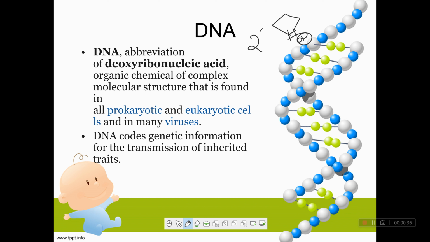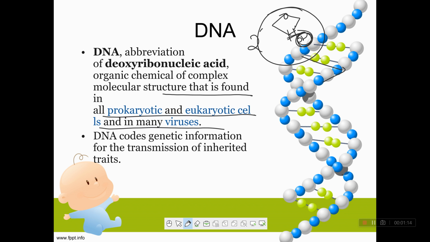By the removal of this OH group, the ribose sugar is more stable as compared to RNA. In RNA, at the 2' position of the ribose sugar, an OH group is present, so RNA is more reactive as compared to DNA. DNA is a deoxyribonucleic acid, an organic chemical of complex molecular structure found in all prokaryotic and eukaryotic cells and in many viruses.